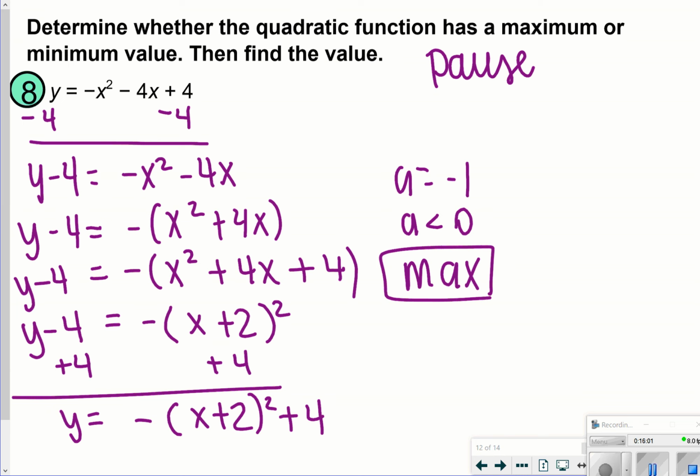And then that maximum value is going to be according to whatever your vertex is. So the vertex is negative 2, comma, we should have actually added 4 to both sides. So this should be plus 8. Which means my max is 8.